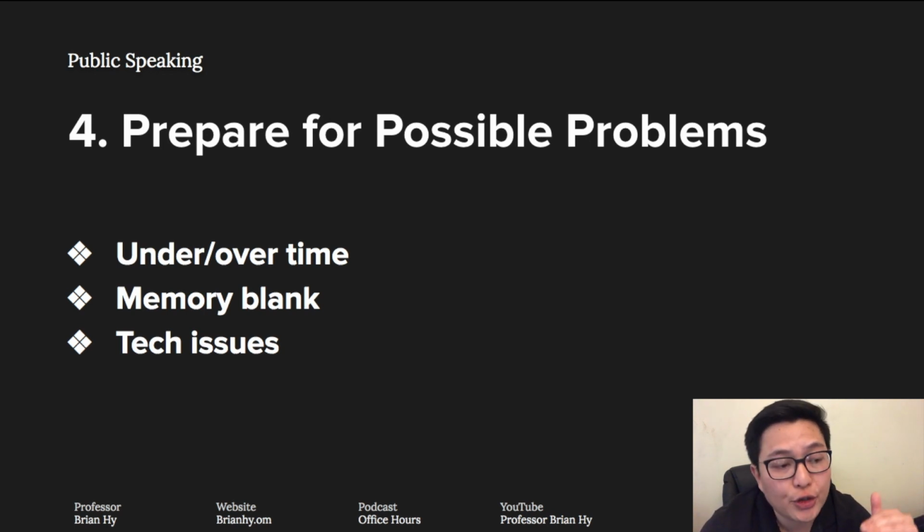Their speech goes under or over time. You're worried about the time limit. Second thing is you're worried about actually blanking out and not remembering your speech. And third is obviously tech issues. So it is your responsibility to prepare for these possible problems. So let's figure out how to prepare for under or over time.